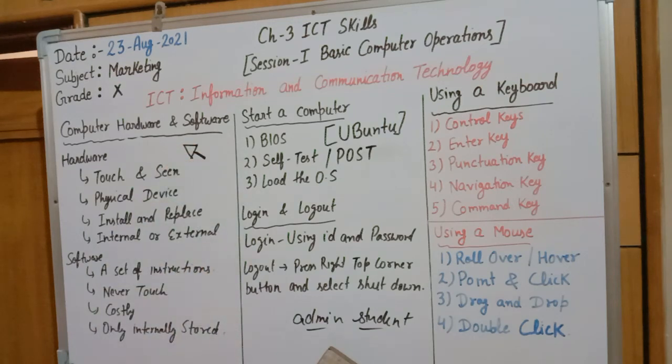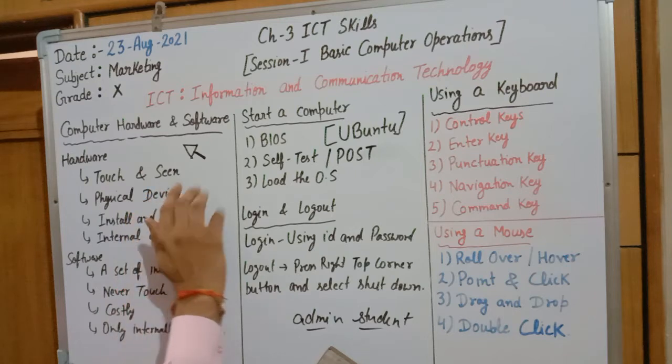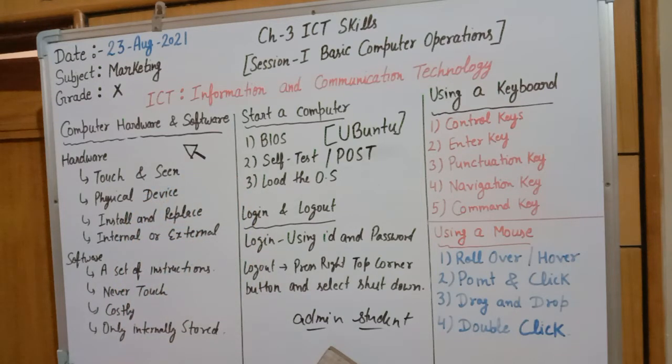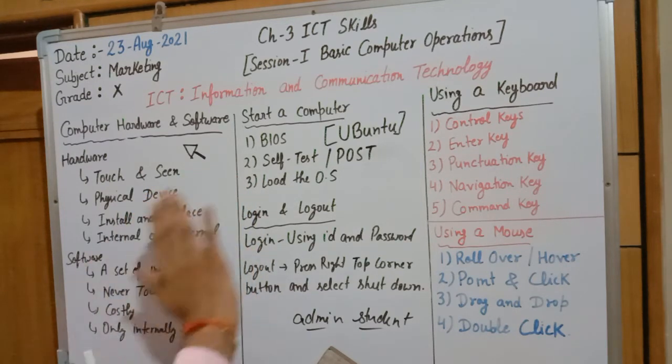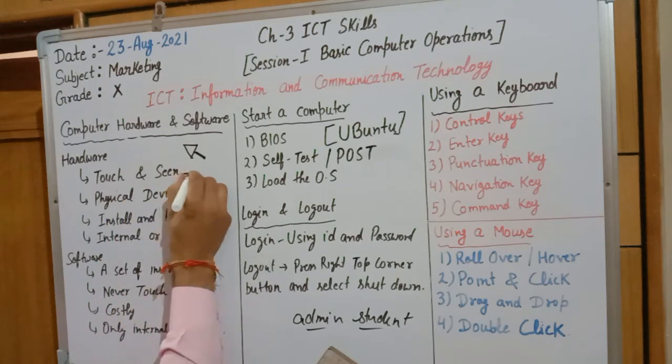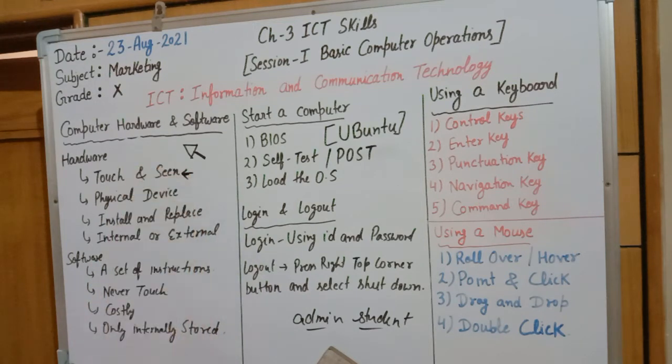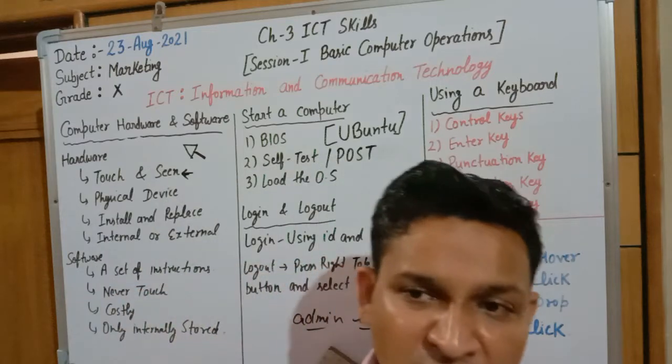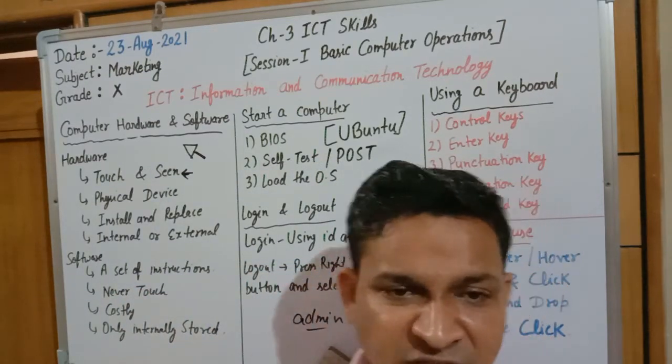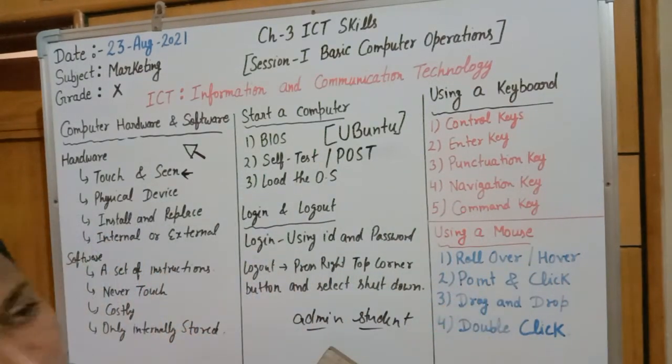You want to bring this mouse to this position. What will you do? You will roll the mouse and bring it to this specific position. Afterward you will press enter. Selecting the item by rolling the mouse is known as rollover, or hover.